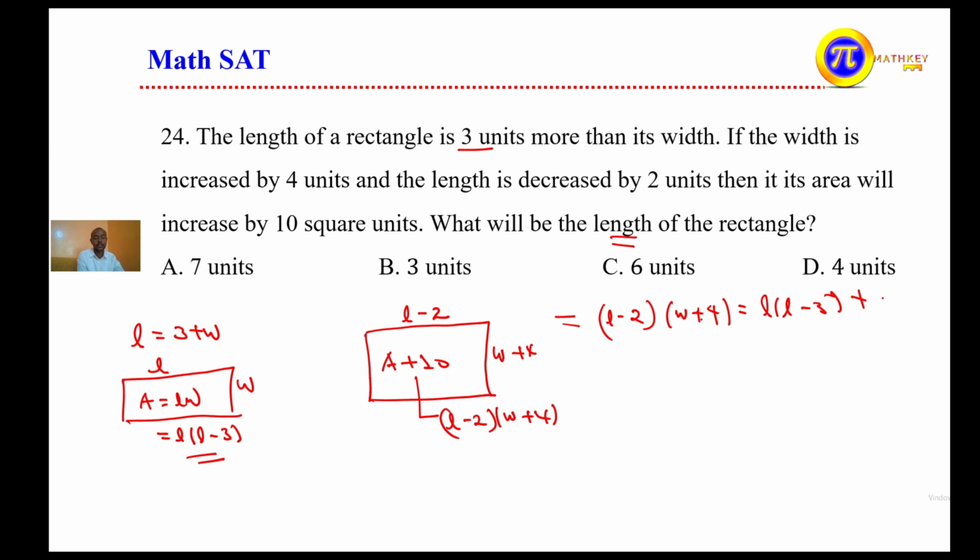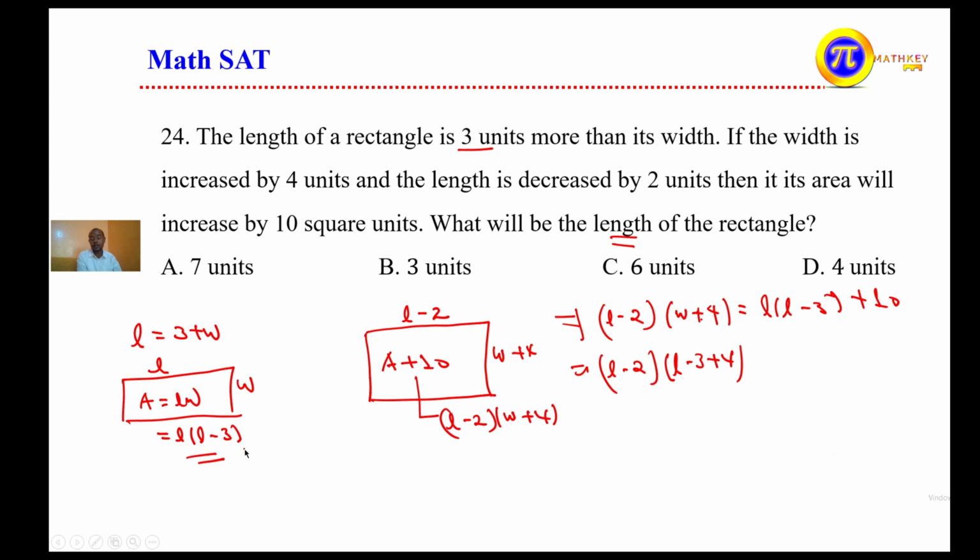Plus what? It is greater than by 10, so we have to add 10 here. What does this imply? This implies L minus 2 times what? W means what? In this case we have L minus 3 plus 4. We have to insert this one.